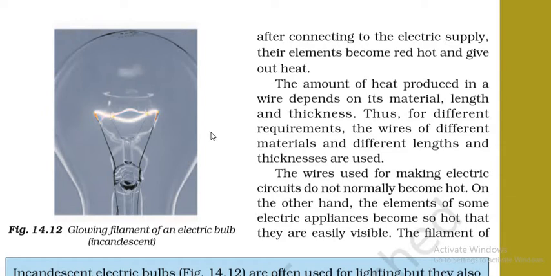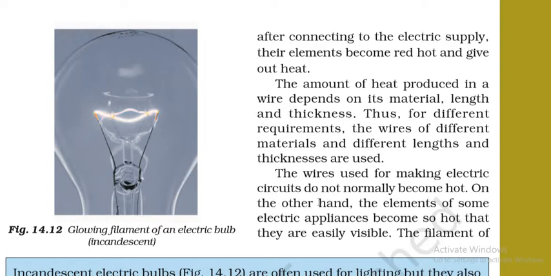Now, like I mentioned earlier, it has got a thin filament. So you can see the thin filament here. This filament will become red hot when the current passes through it, and will give heat also. Now the amount of heat that is produced by this thin wire depends on its material, the length of the wire, and the thickness of the wire. So the amount of heat produced by the wire will depend on its material, length, and thickness.